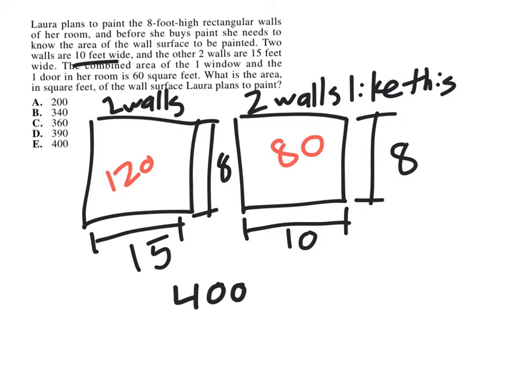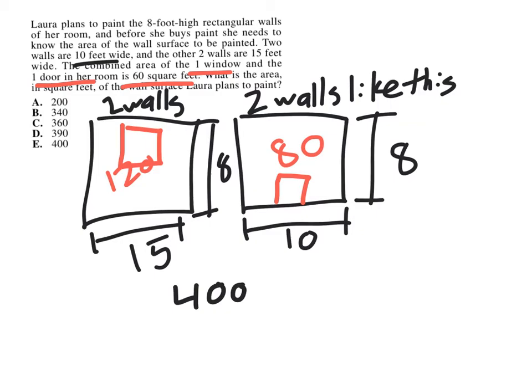But the one thing we know is there is a door in one of these walls, and there's a window in another one of the walls. And we know in that one window and that one door, that takes up 60 square feet. So that means there's 60 square feet that do not need to be painted.